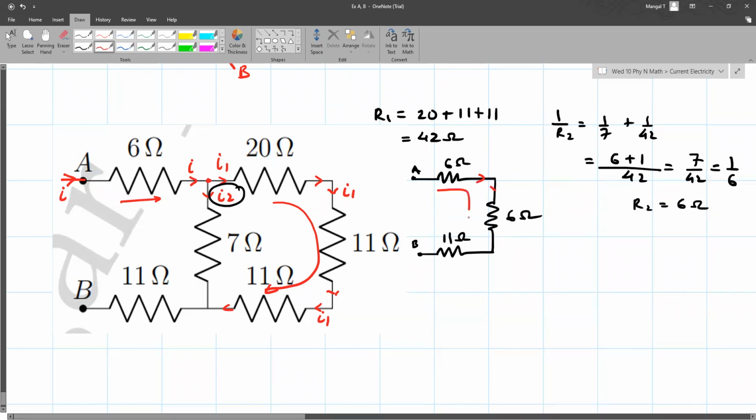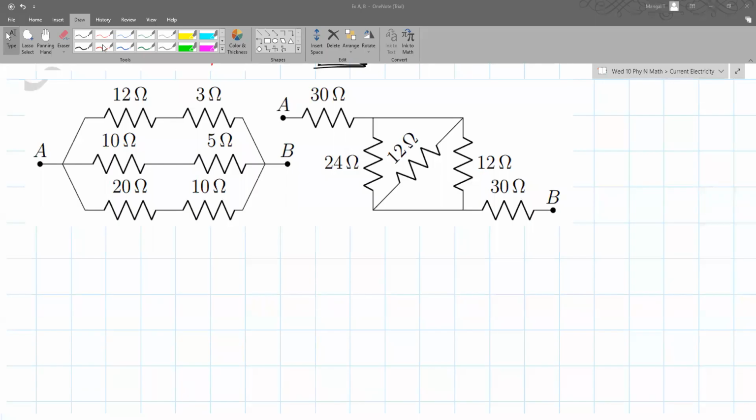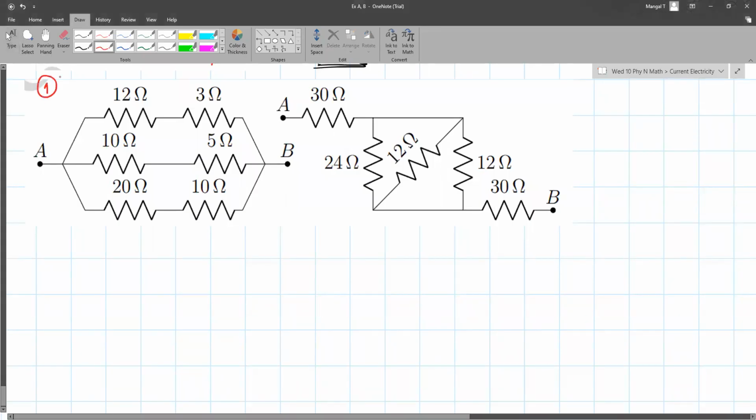Now what we have? We have these 3 in series. So that will be the final resistance, that is 6 plus 11. Okay, so that will give you 23 ohms. Okay, any questions? So this is diagram number 1. This is diagram number 2. Diagram number 1 should be easier now.